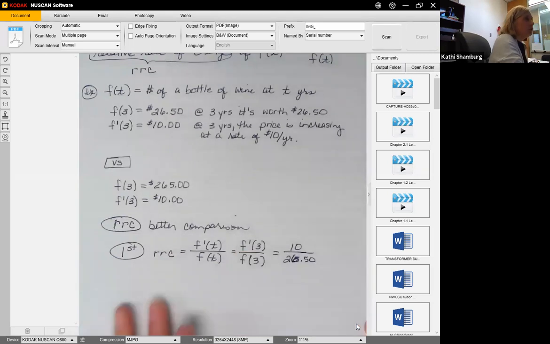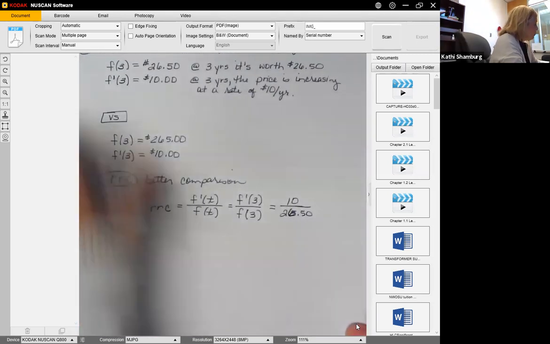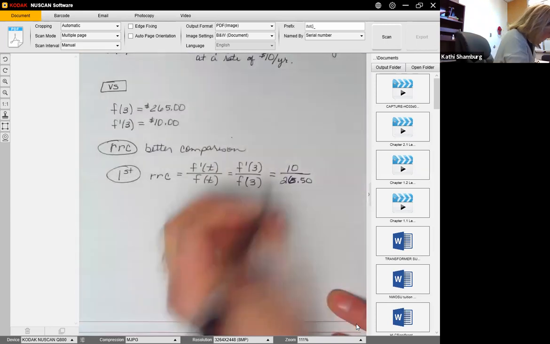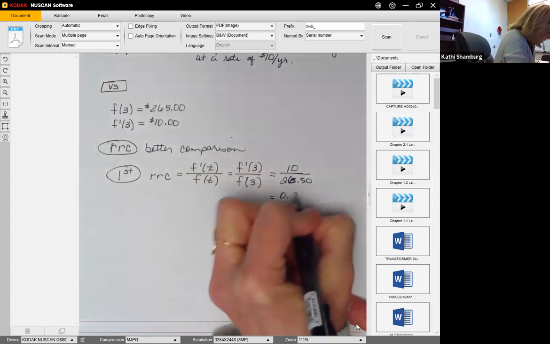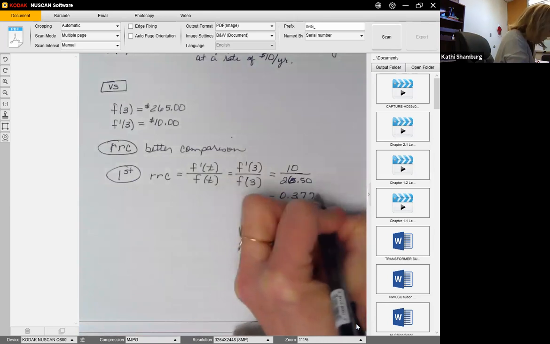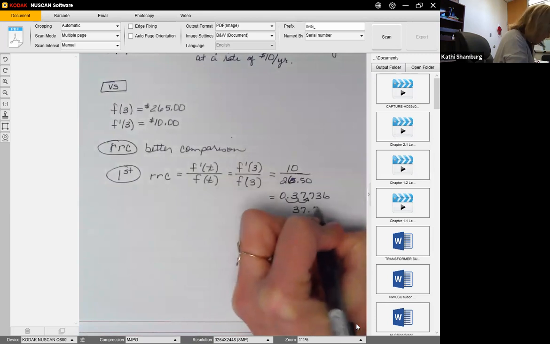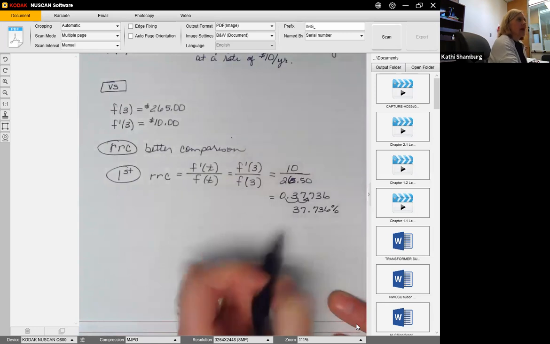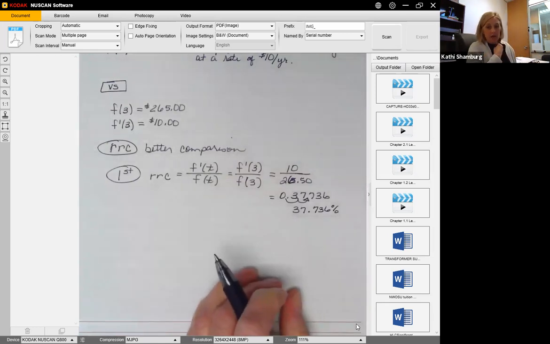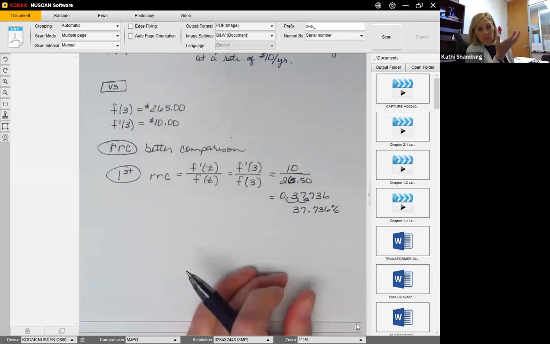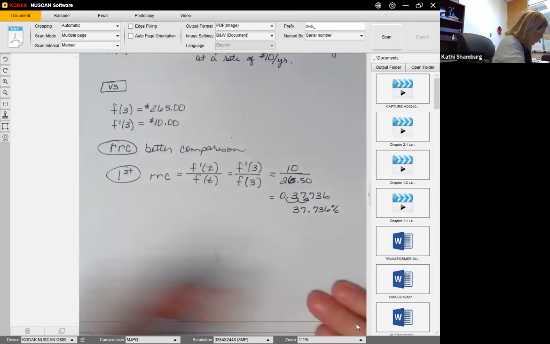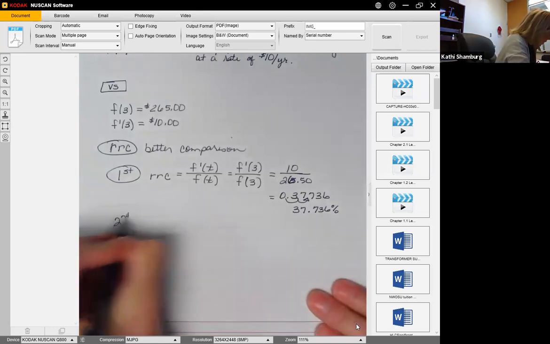All right, so if you do $10 divided by $26.50, you get 0.37736. Move the decimal. So we're looking at 37.736%. So the actual monetary value is it's increasing $10 per year. If you look at that as a percentage, we're saying it is increasing at a rate of 37.7% per year, as opposed to the second bottle of wine.